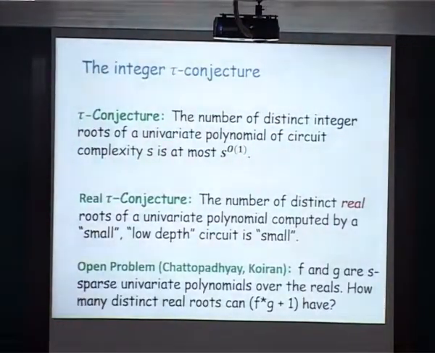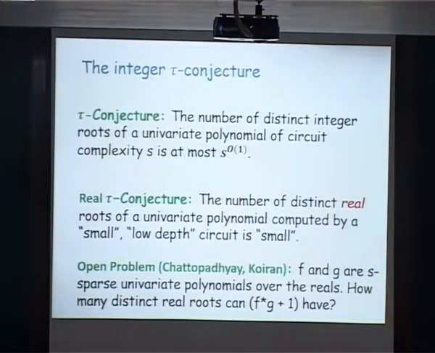I'm not sure exactly who posed this first. To me it was posed by Arkadev and Pascal Koiran. It asked this seemingly toy kind of problem. It's a really nice problem. Suppose you have an S-sparse univariate polynomial with real coefficients, which has at most S monomials. There's a classic theorem which says that such a polynomial can have at most S real roots. This is independent of the degree of the polynomial; it depends on the number of monomials.